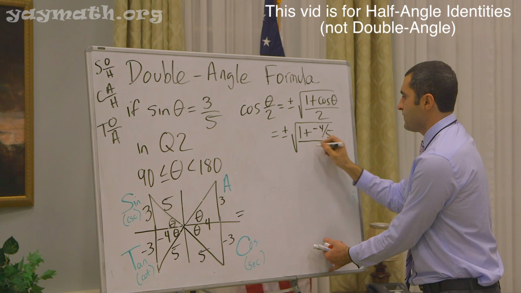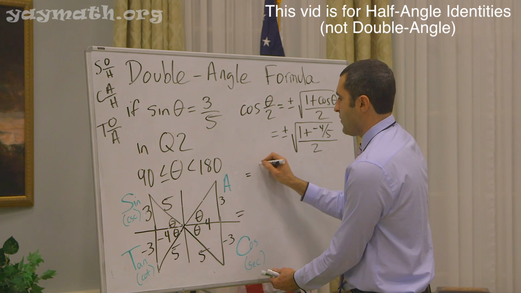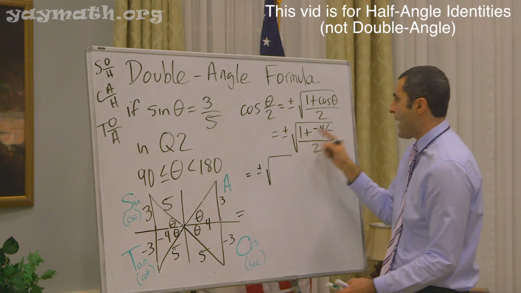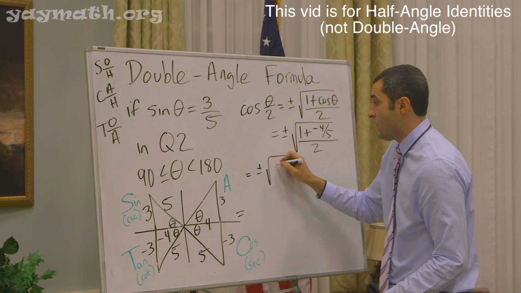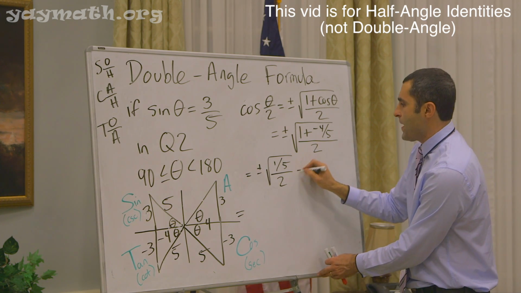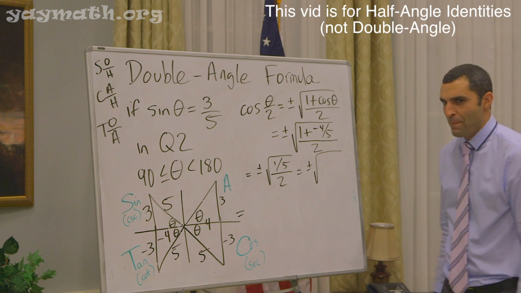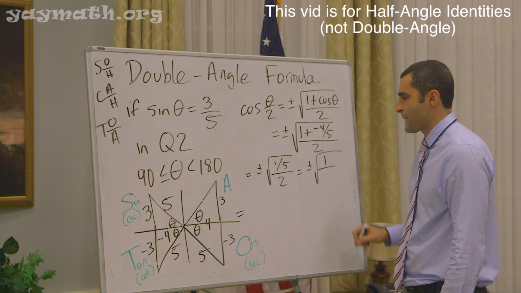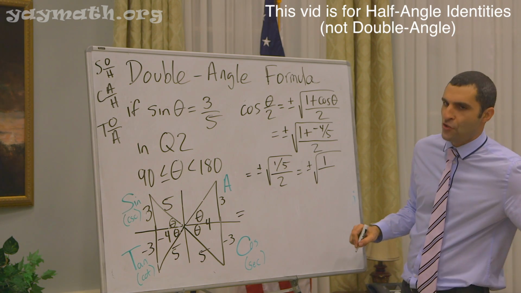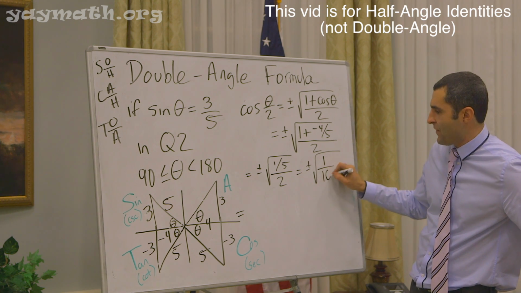So it becomes negative 4 over 5, all over 2. So 1 plus negative 4 over 5. You have to do 5 over 5 minus 4 over 5, which is 1 over 5. 1 over 5 all over 2, which is the same as plus or minus the square root of 1 over 5 times 1 over 2, which makes 1 over 10. Very good.